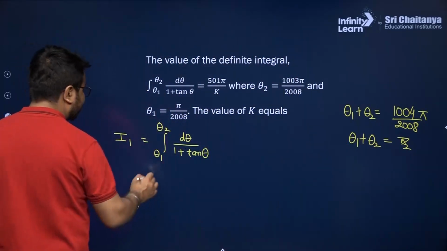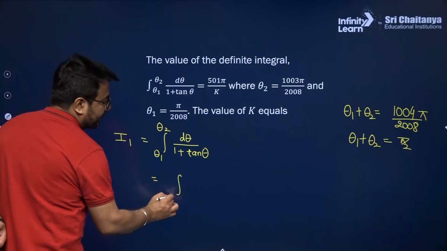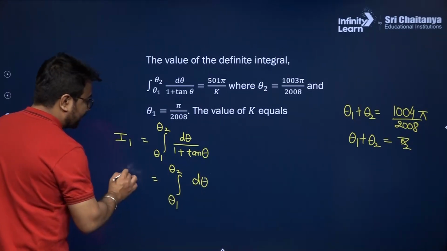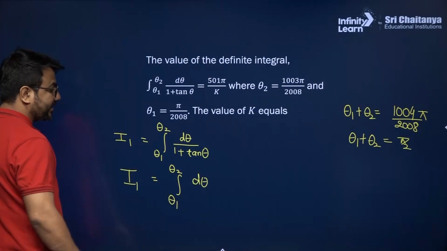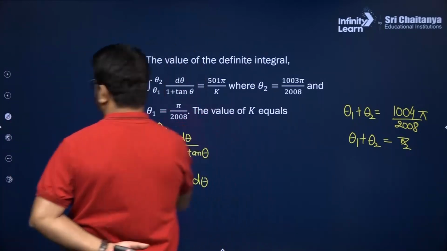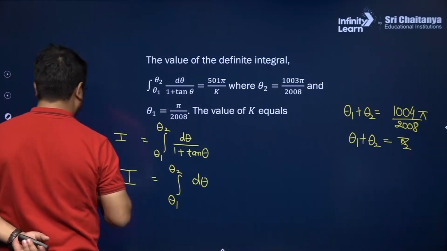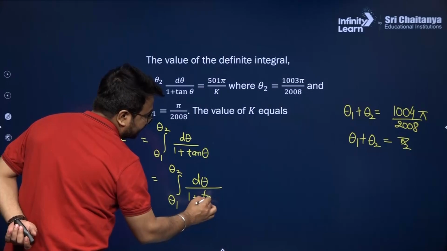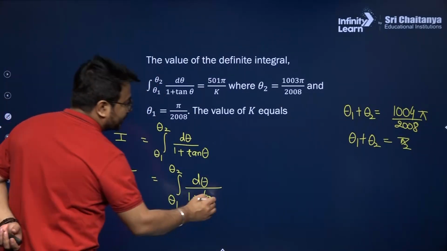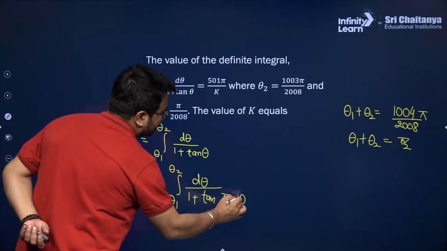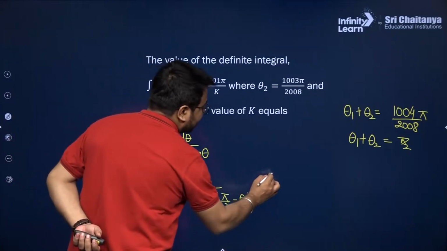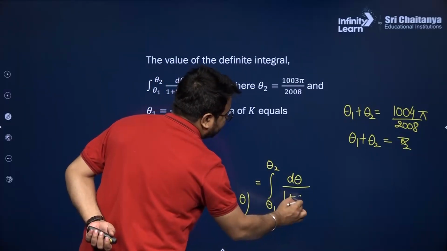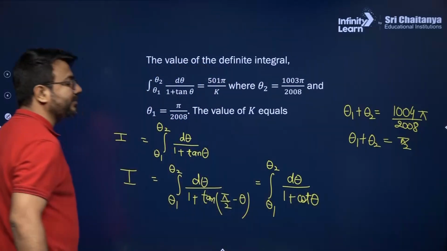Okay. Now first of all, I am applying the property, king property. Here the lower limit will remain same, upper limit will remain same. Instead of theta, I am just changing. Instead of taking I1 over here, let us take I. So I am just writing 1 plus tan of theta 1 plus theta 2 minus theta, and theta 1 plus theta 2 is pi by 2, so pi by 2 minus theta. So this will be converted to theta 1 to theta 2 d theta whole divided by 1 plus cot theta, because tan of 90 minus theta will be cot theta.